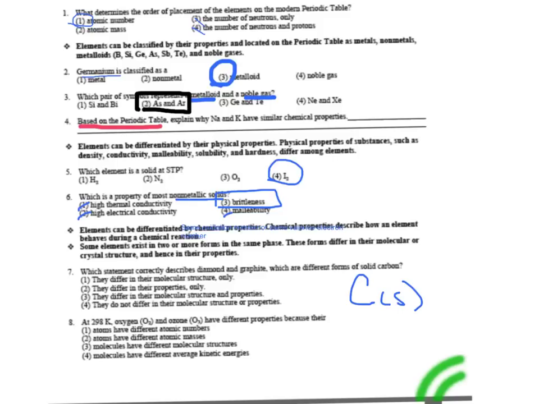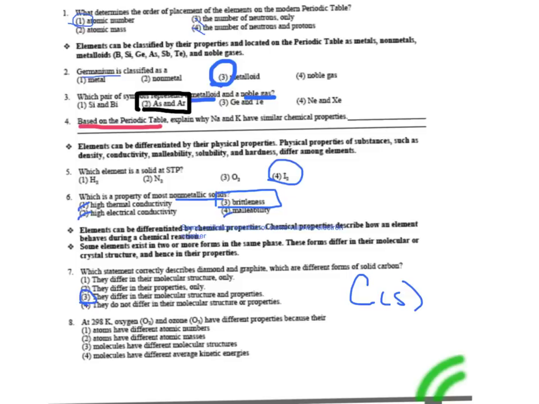Diamonds arrange themselves in a very geometric, tight-knit pattern, whereas graphite arranges itself in planes so that one plane of graphite can slide off. So that's how a pencil works. So they will have different chemical and molecular structure and properties.